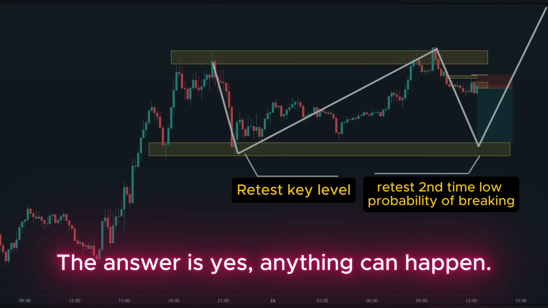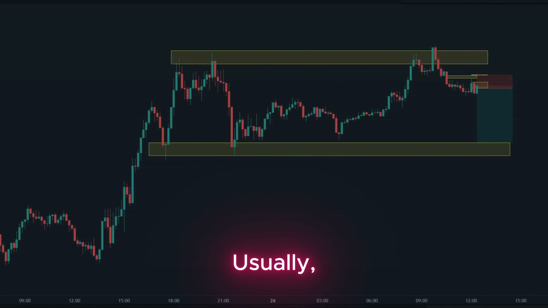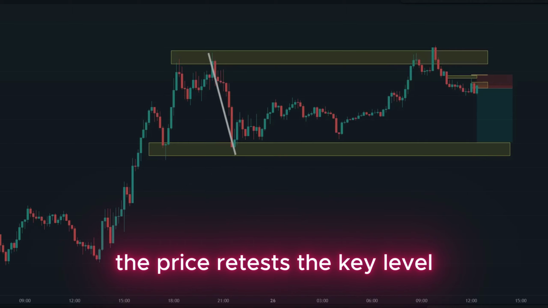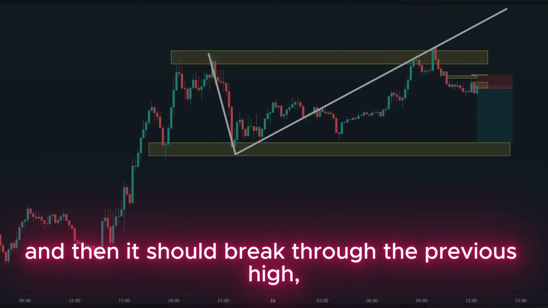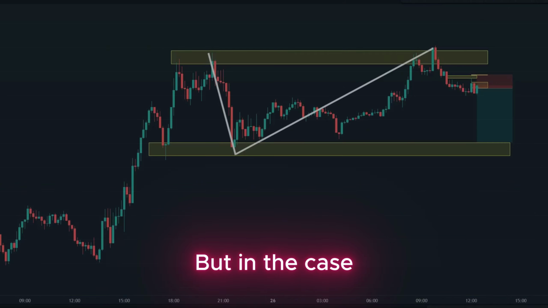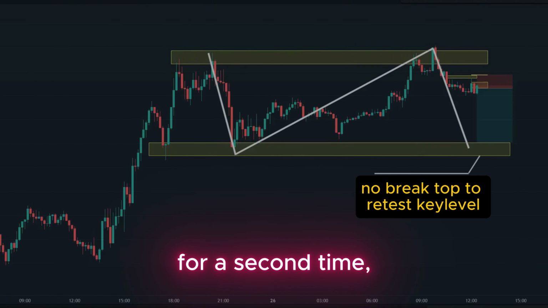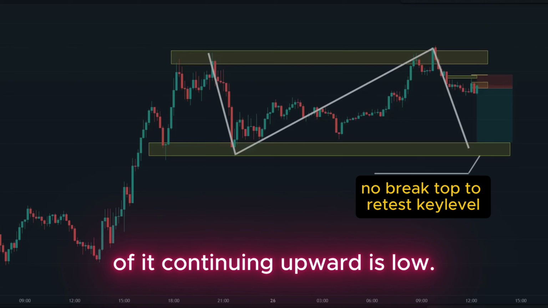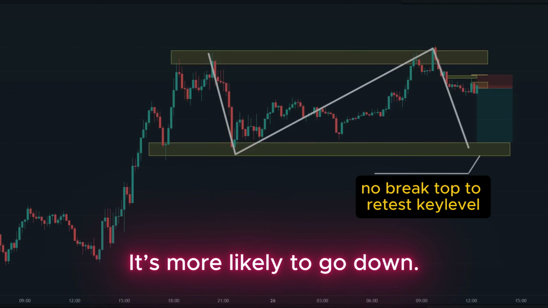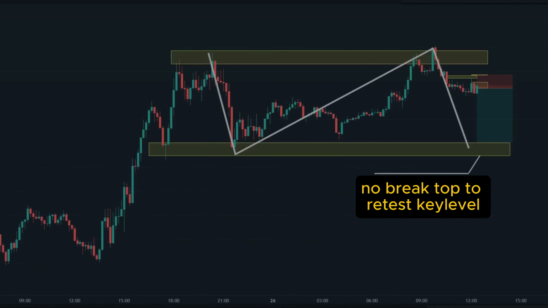The answer is yes, anything can happen. But for me, that probability is low. Usually, the price retests the key level only once, and then it should break through the previous high, moving straight up. But in the case where it retests once and still doesn't break the previous high and returns again for a second time, the probability of it continuing upward is low. It's more likely to go down. This indicates that the uptrend is weakening.